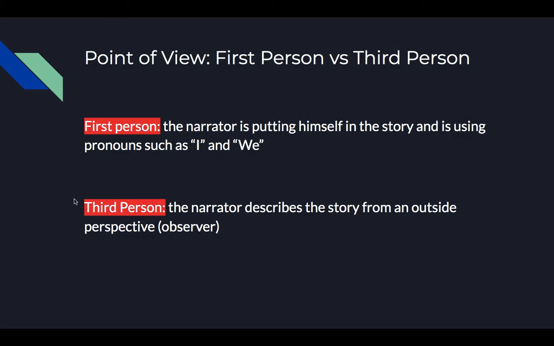The other point of view is a third person point of view, and this is where the narrator describes the story from an outside perspective or as an observer. So in this case, the narrator will not be using I, we, us, ours. The narrator is just describing, and it is describing as if it was not part of the action, solely as an observer. Okay, and right now I'll give you some examples that will make some more sense.